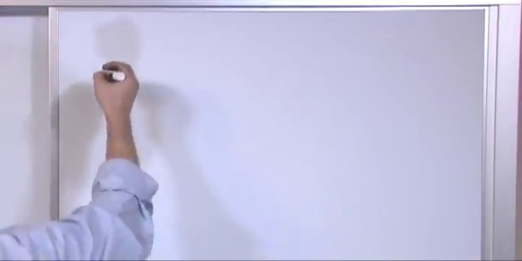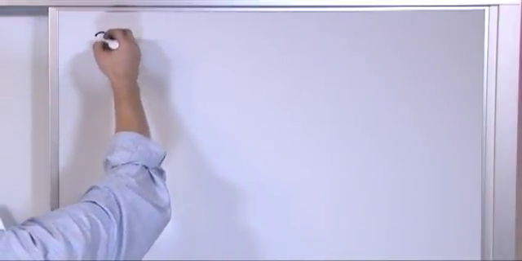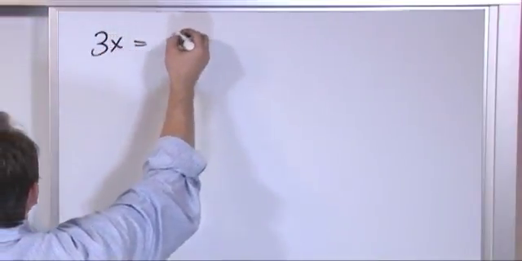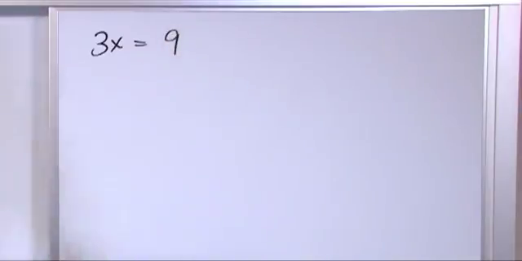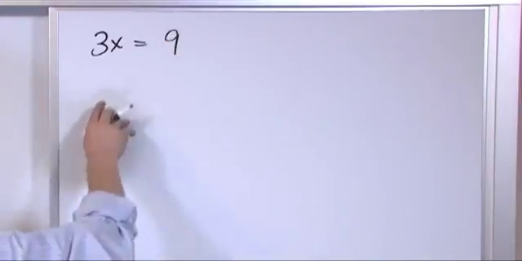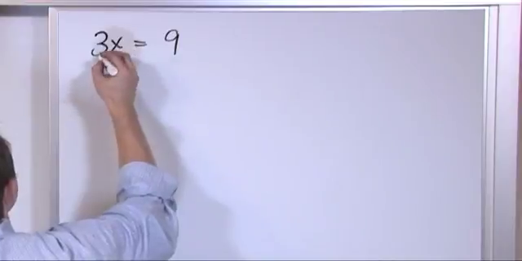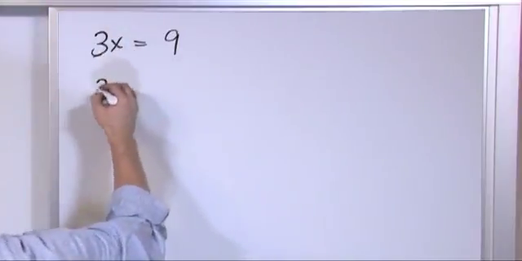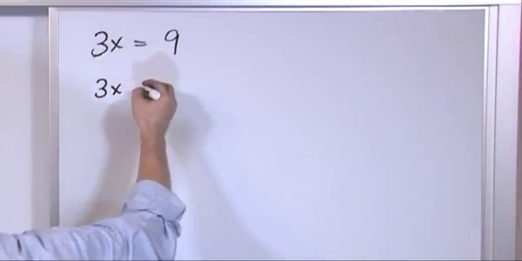So let's try a different kind. Then we've done addition and subtraction. What if we have 3 times x is equal to 9? Much like we've had addition and subtraction doing the opposite, here we have 3 times x. They're multiplied. So in order to get x by himself, we have to do the opposite. We have to do division.